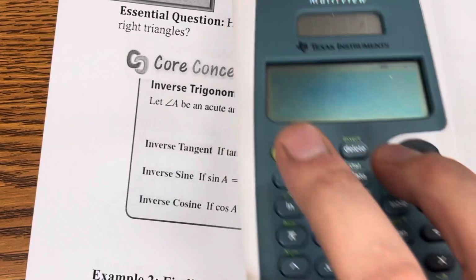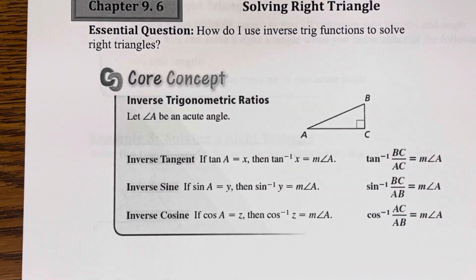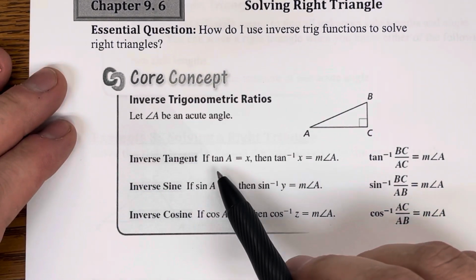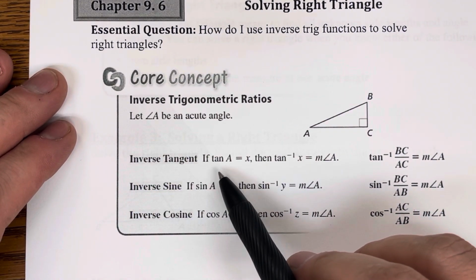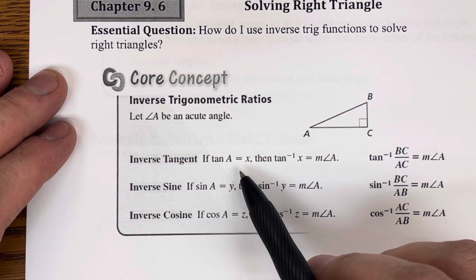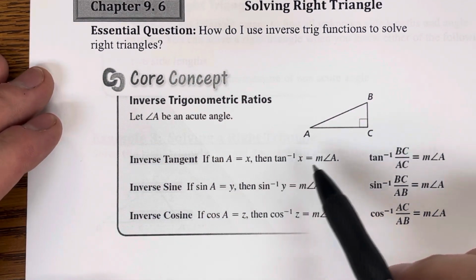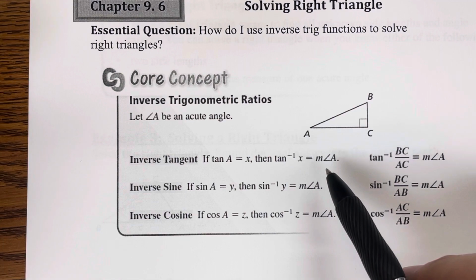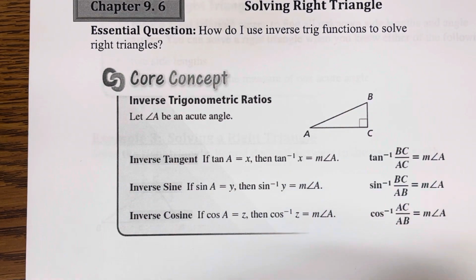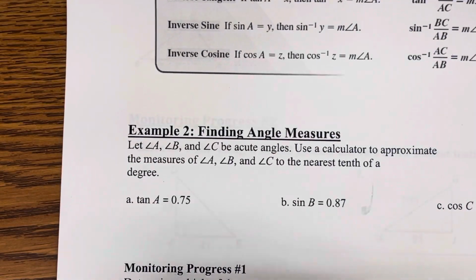It's not going to be uncommon to get decimals. So if I'm finding an angle, if the tangent of angle A is equal to x, then the inverse tangent of x gives me the measure of angle A. So if I'm finding a missing angle, I use the inverse. We're just going to practice using our calculators to find this first.